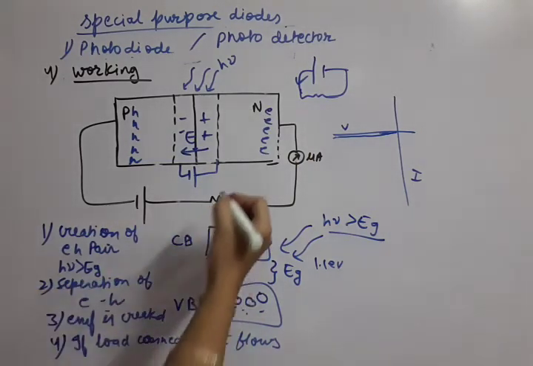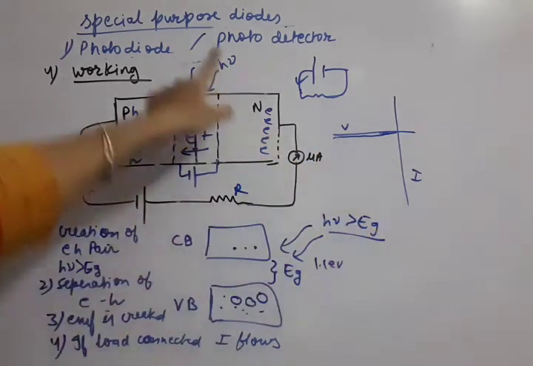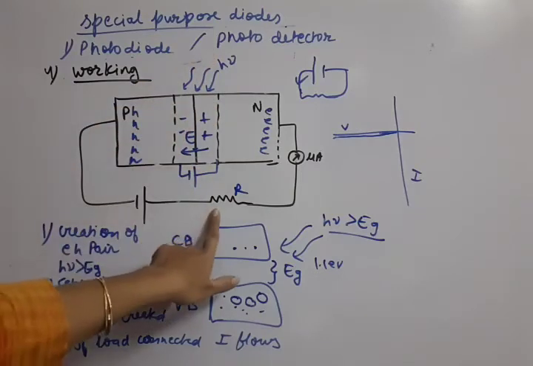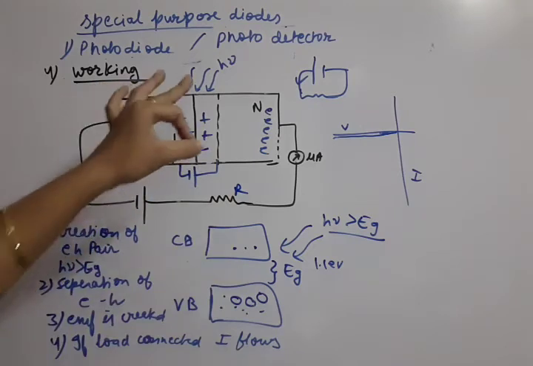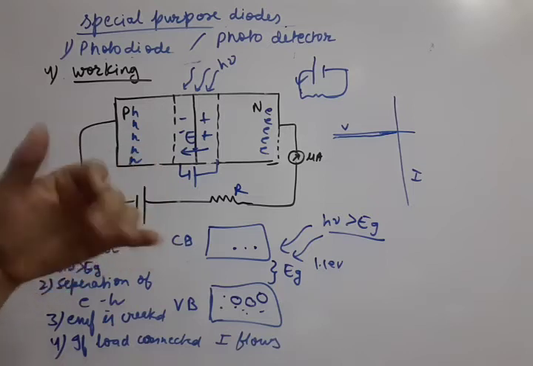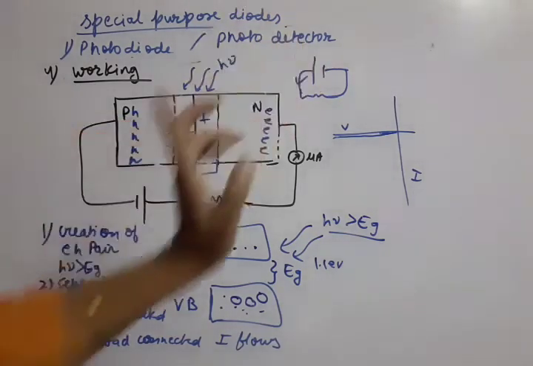This is the load. So what have we actually done? Light was falling, and as soon as light started falling, current started flowing. So this photodiode is converting light energy into electrical energy, or it is detecting whether light is present or not. That's why we can also call it a photodetector.